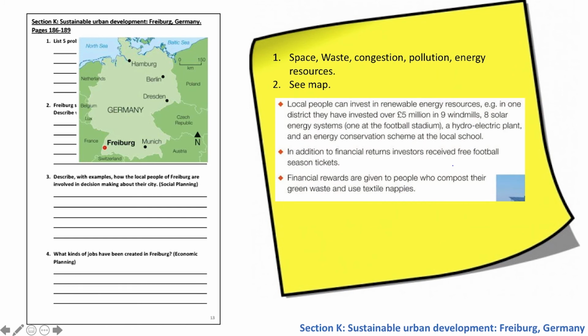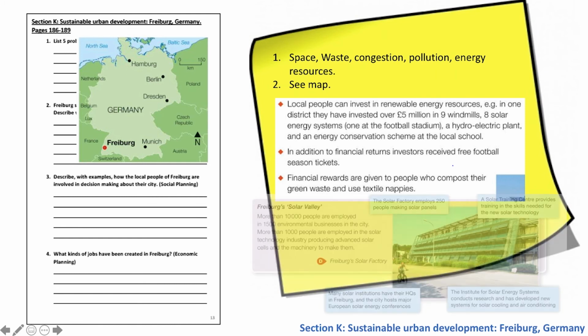We've talked about the first one previously, that people are encouraged to develop renewable energy resources. They are given financial returns and they are given social benefits as well, so the free football tickets. And even on a small scale, families who use cotton nappies are encouraged to use them. They're given a financial incentive if they don't use non-renewable nappies. So right from a small scale right to a community scale.